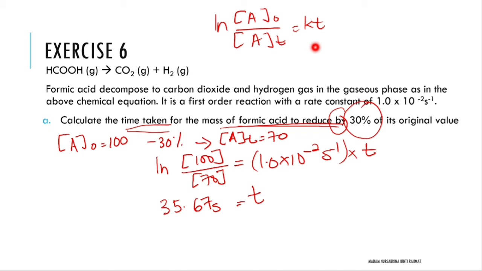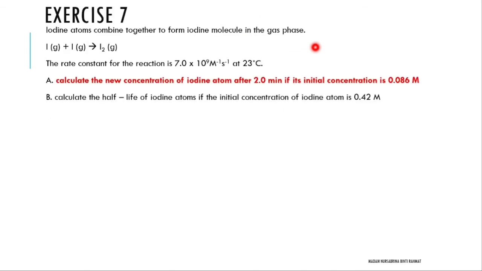Okay, so we are done with exercise 6. Let's move on to exercise 7. This is the formation of the iodine molecule, with a rate constant of 7.0 times 10 to the power of 9 per molar per second.